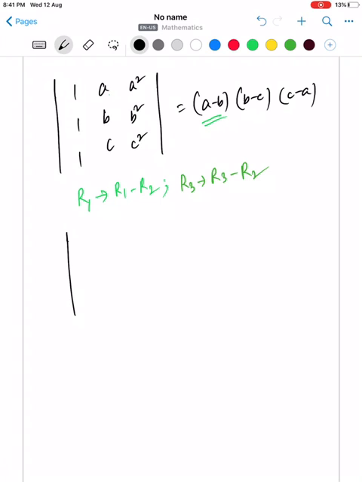Now let's do it fast. So what do you get? R1 minus R2, so this minus this. This is 0. A minus B. A square minus B square. Right? Yes, sir. R2 elements will remain the same. 1, B, B square. Now this R3 element will be what? R3 minus R2, right? So it will become 0. 0. Then A minus C minus B, then C square minus B square. Yes or no? Now tell me what you will do next.